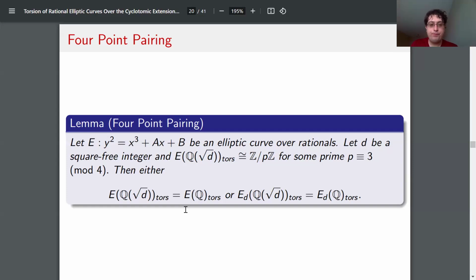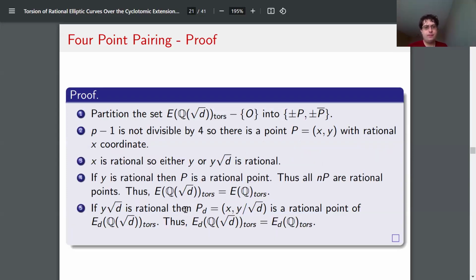You're welcome. Okay, so how to prove this? In this method, we work with orbits of points under Galois actions, but we work with orbits of multiple points. In the other lemma, we will work with the orbit of a single point. So in this, we partition the set of torsion points, excluding the identity, into {P, -P} and {P-conjugate, -P-conjugate}, and the conjugation here is just taking root d to minus root d.